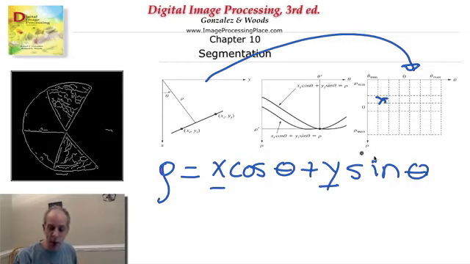This is sometimes called the accumulator. Then we go and say, okay, theta is now equal to 2. We have x, y. We define theta 2. We have cosine of 2 plus sine of 2. We get a new rho. We go and vote for that one as well. And we keep voting for every single point.